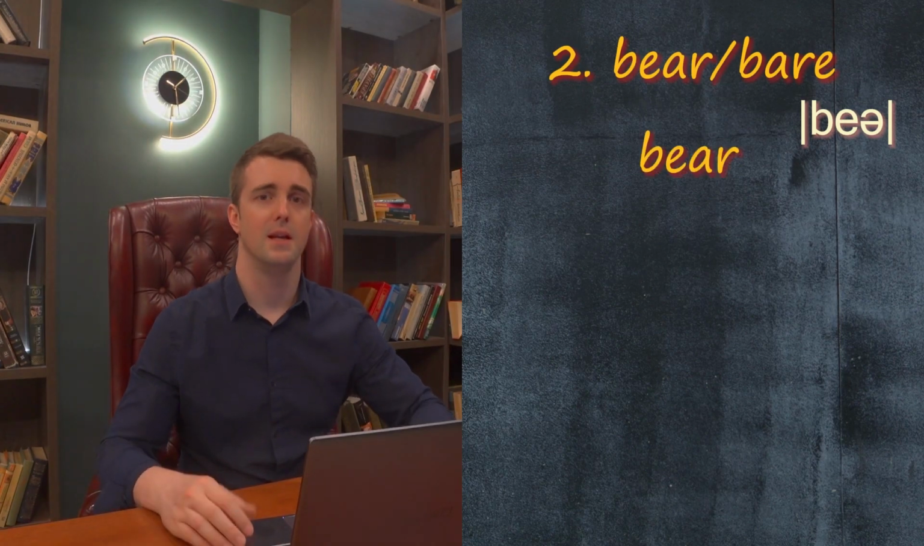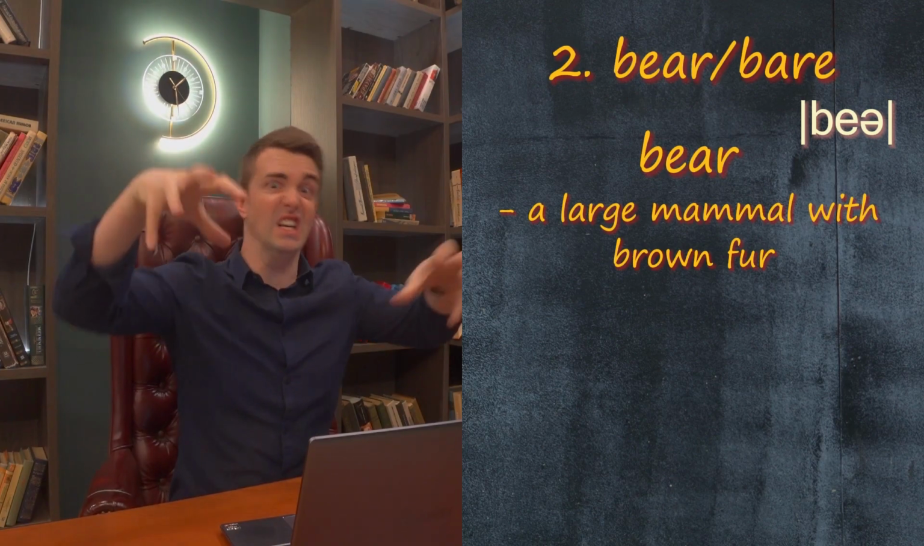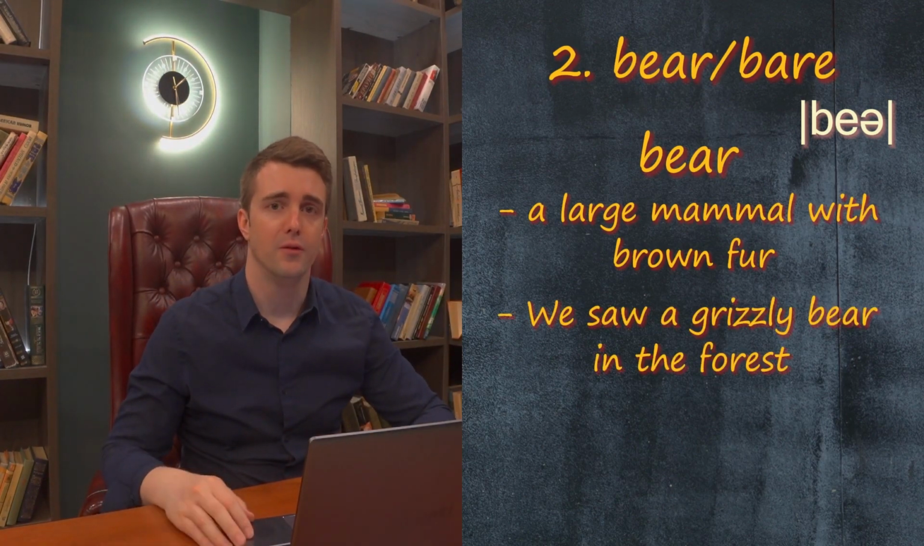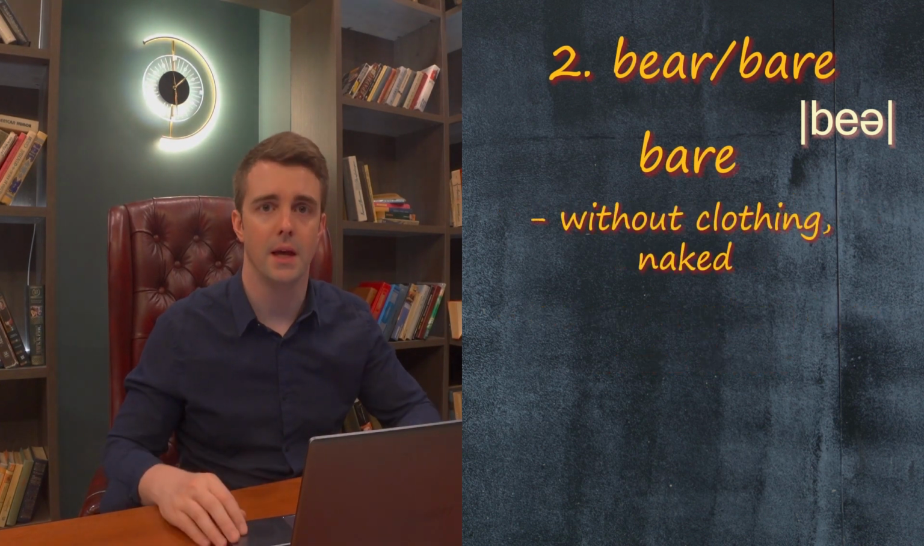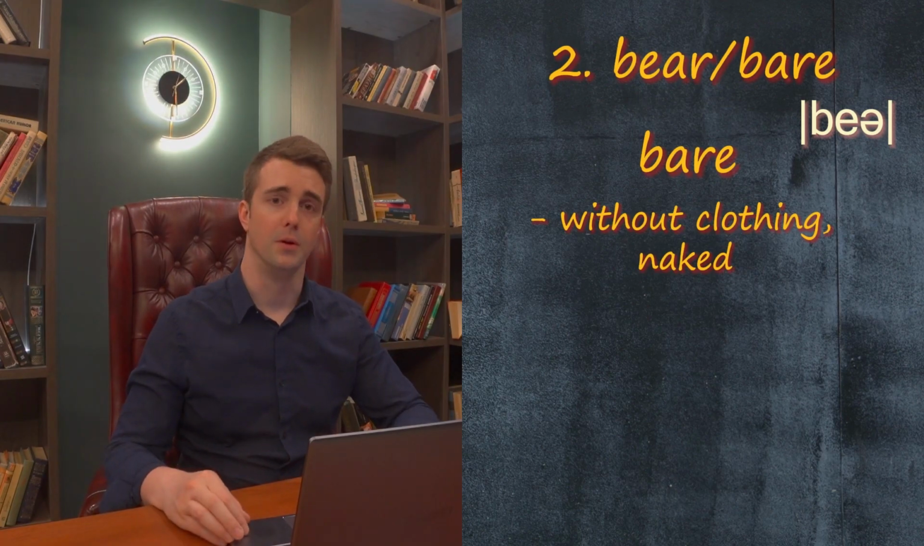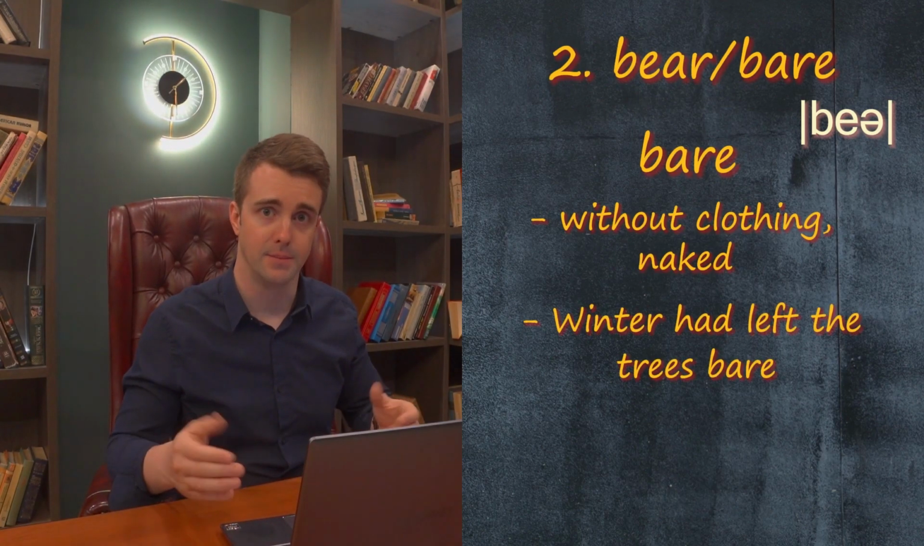And now let's take a look at the words bear and bare. Well, a bear is a large mammal with brown fur. So, for example, we saw a grizzly bear in the forest. And bare is without clothing, so naked. For example, winter had left the trees bare.